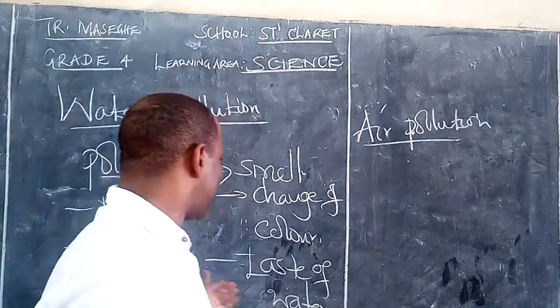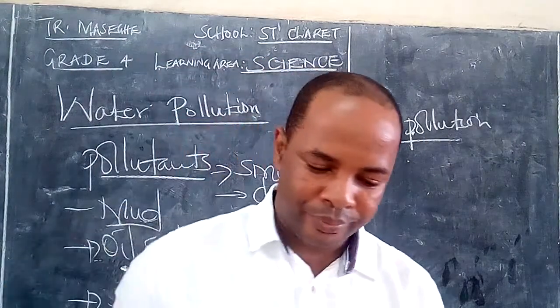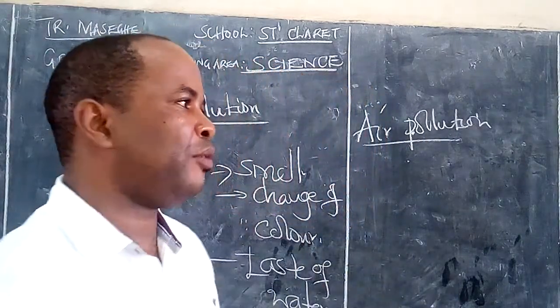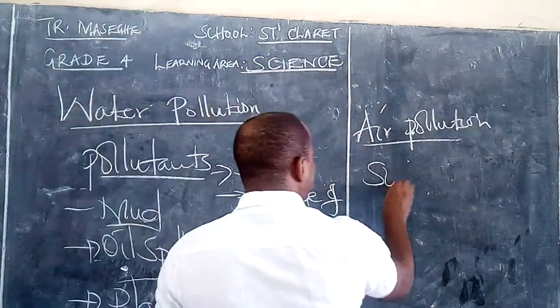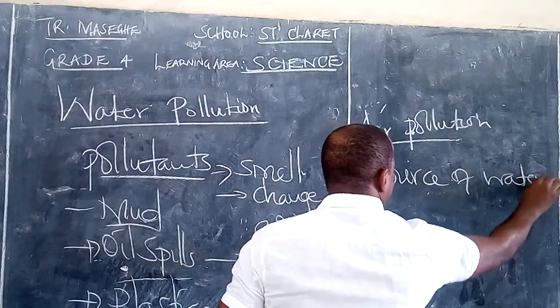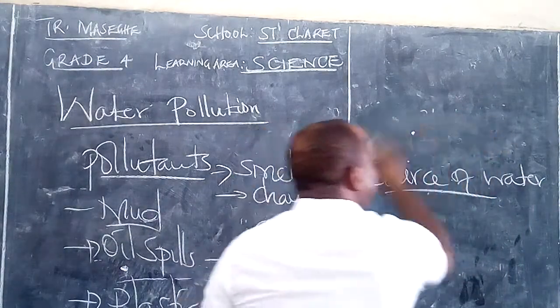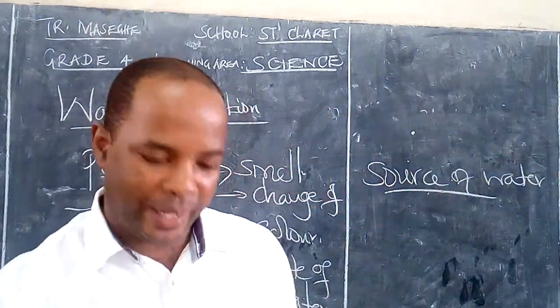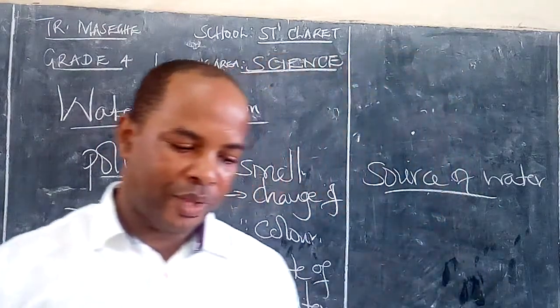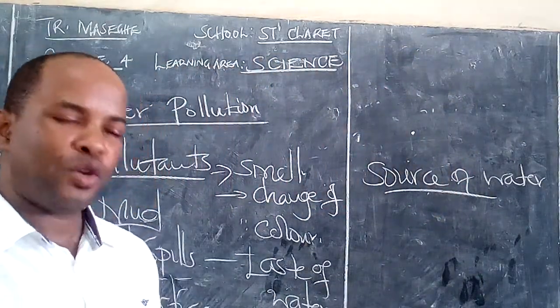Before that, now we've looked at the pollutants. Let's look at some of the sources of water. Sources of water. Where do we get our water from? Sources of water. Yes, Lana. You can name some of the ones you know. Sources of water. There are so many.